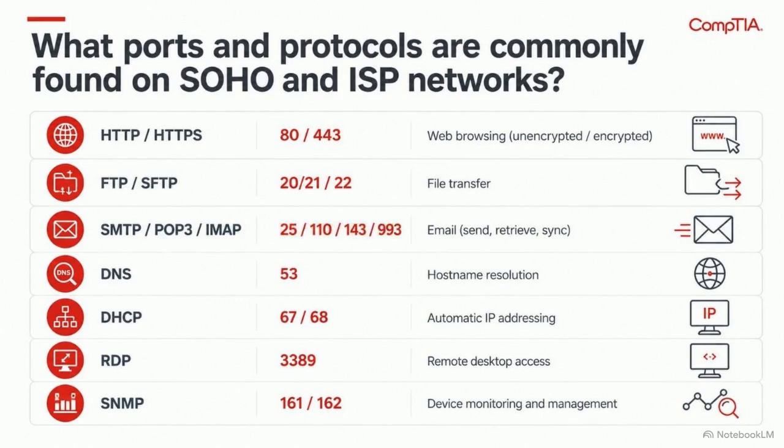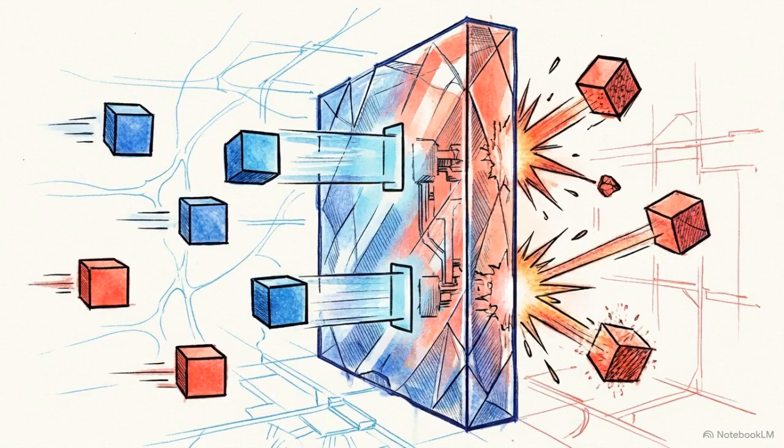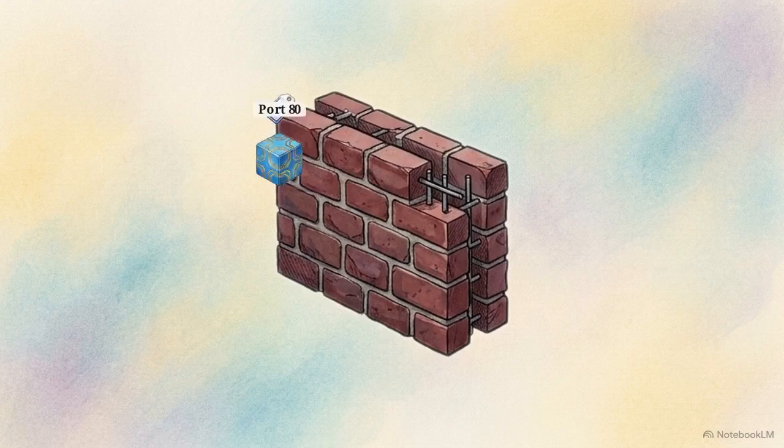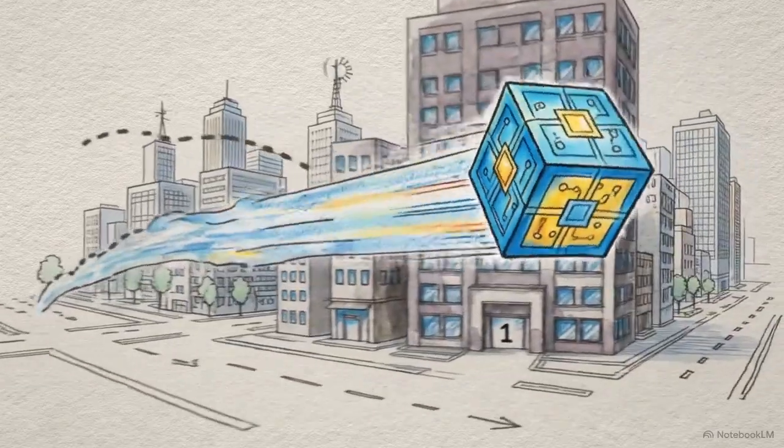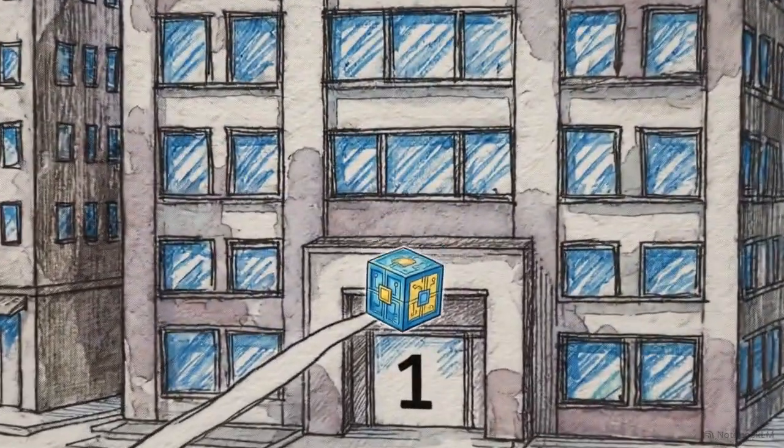Network administrators frequently use RDP on port 3389 to remotely access desktops, and SNMP on ports 161 and 162 to monitor device health. Security appliances like firewalls operate heavily at this layer. They scrutinize incoming traffic and actively block or allow packets based explicitly on these port numbers. The IP address gets the data to the correct building. The port gets the data to the correct room.